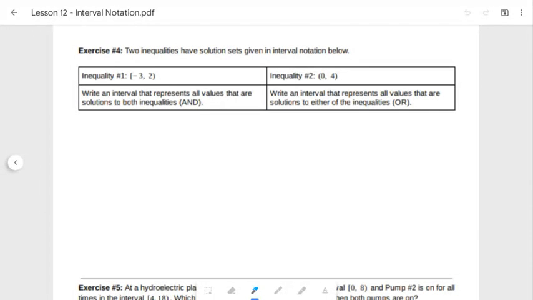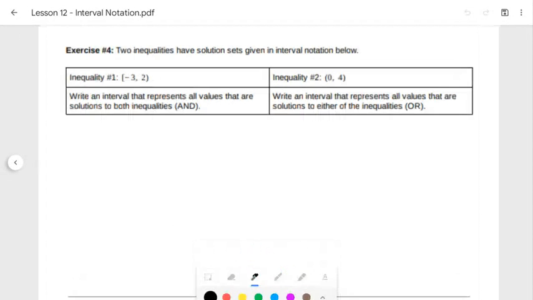Now the next one, 2 inequalities have solution sets given in interval notation. So inequality number 1 is negative 3 to 2. Okay, write an interval that represents all the values that are solutions to both inequalities. So given these 2 separate inequalities, I'm going to plot them on a number line first for us.